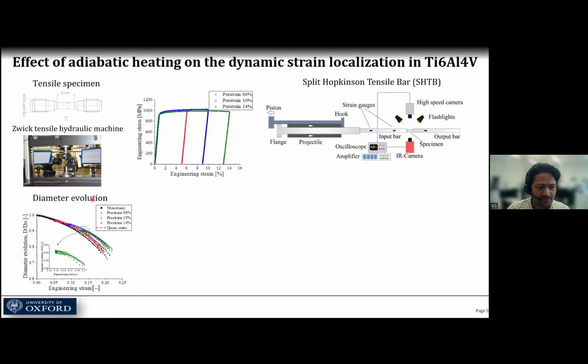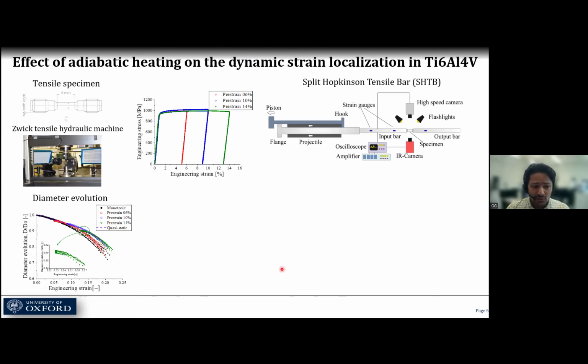If you look at this temperature evolution, where we compare the monotonic pristine and the pre-strain cases, we can clearly see that the imposed pre-strain level does affect the failure strain of the alloy. At the same time, when we test the pre-strained sample at the high rate condition, the initial phase shows almost a constant diameter evolution, which clearly indicates the huge role played by adiabatic heating in these alloys.